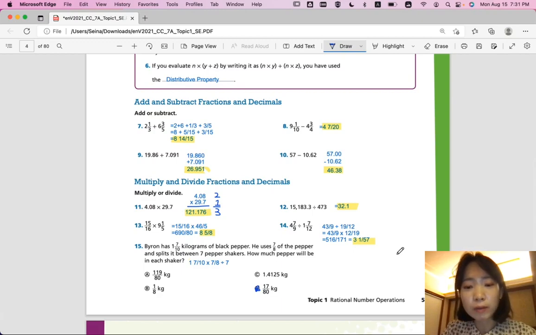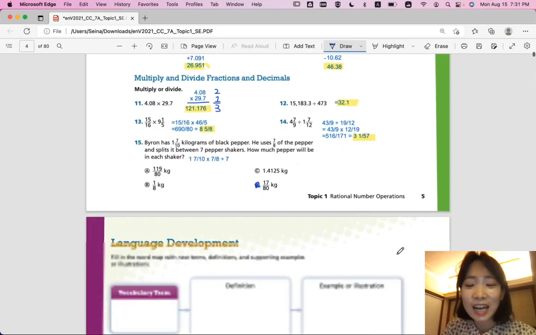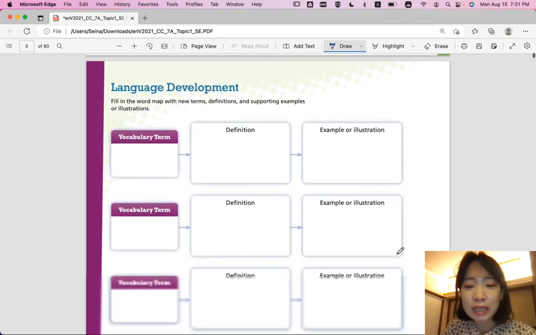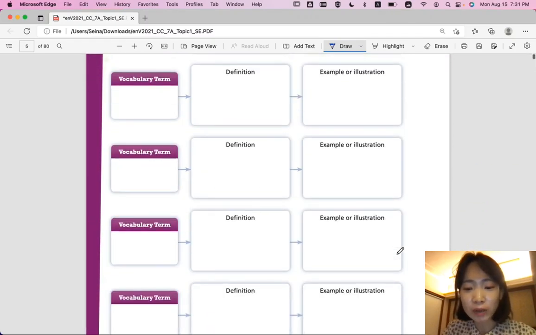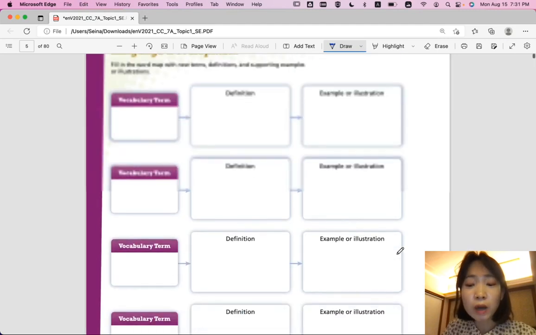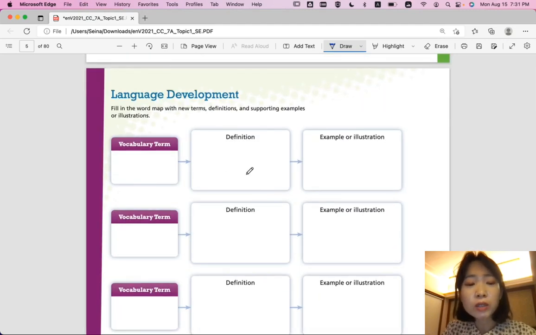Okay, if you got all of them correct, great job. You are ready for topic 1. On the next page, you'll see graphic organizers for your vocabulary. As we go over topic 1, you will use this graphic organizer to put the new vocabulary term, a definition, and an example so that you can easily look back at the new definitions, the new vocabulary.